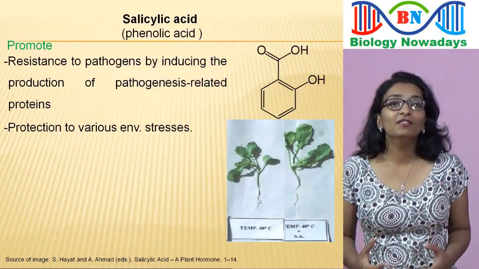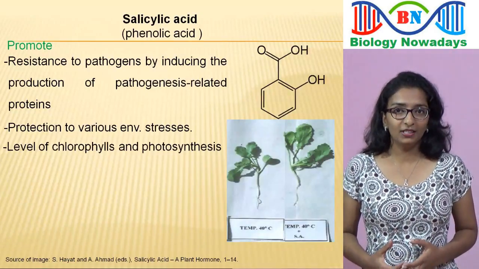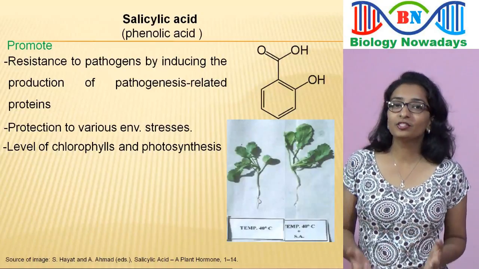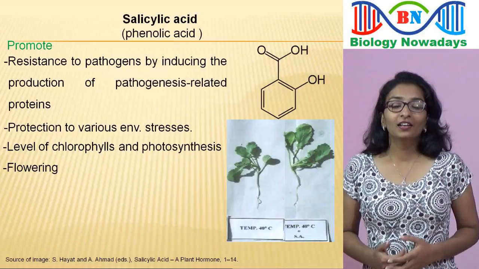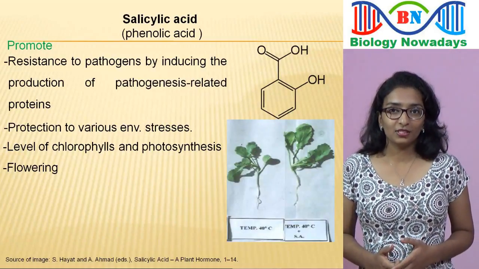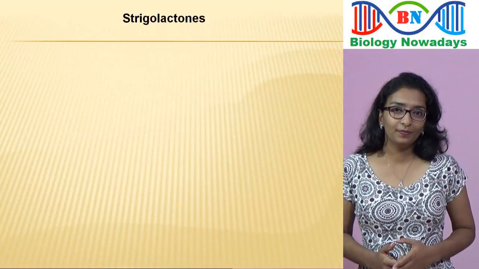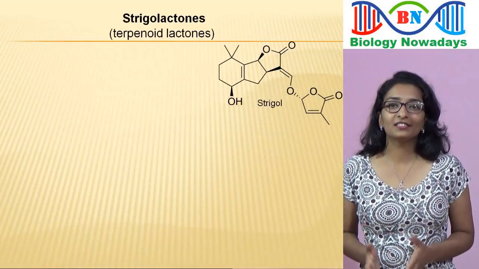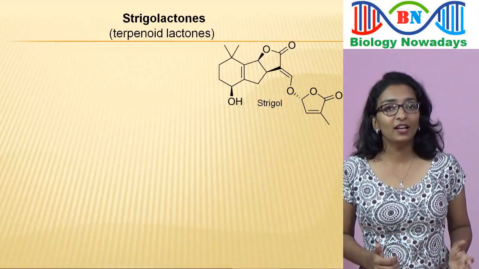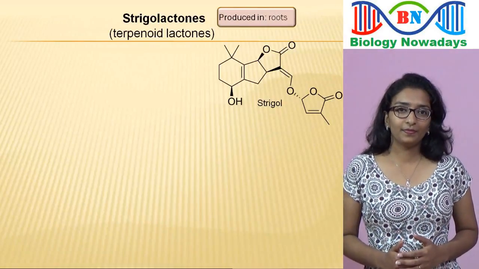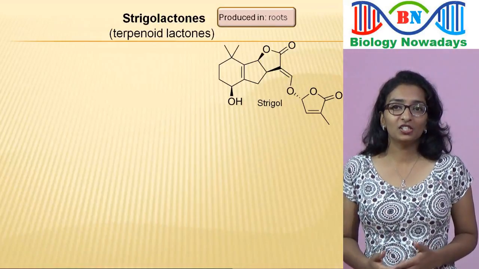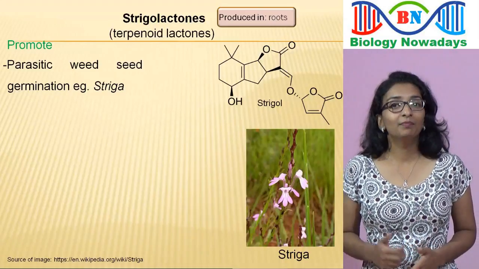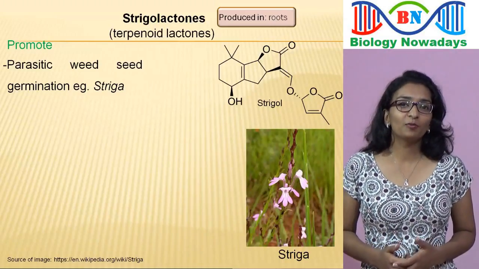acid promotes the levels of chlorophyll and carotenoid pigments and as a result promotes photosynthesis. It also promotes flowering. Now the next group of phytohormones, the strigolactones. They are terpenoid lactones. Strigol was the first isolated strigolactone. Strigolactones are produced in roots. They promote seed germination of parasitic weed, for example striga. And because of this role, these phytohormones got their name.